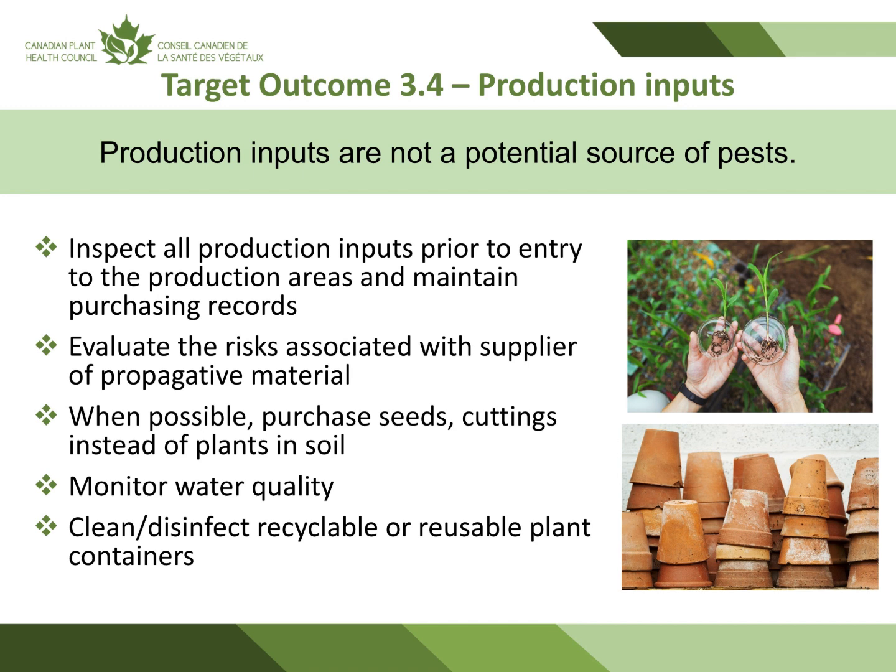Evaluating the risks associated with supplier of propagated material. If the source or risk level of inputs is unknown, it may be considered high risk and segregated from final product or propagated material to allow for monitoring of pests. Monitoring water quality. If required, treat recycled water to prevent the spread of pests within the place of production. Finally, disinfecting recyclable or reusable plant containers is a good practice to ensure pests are not introduced by production inputs.